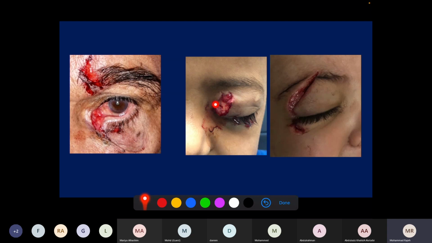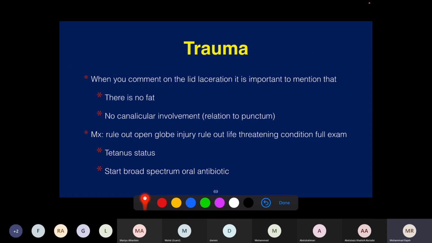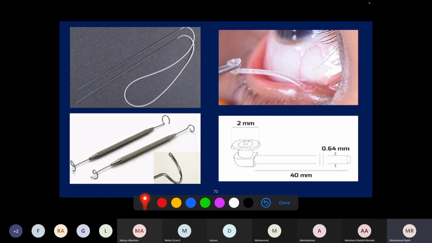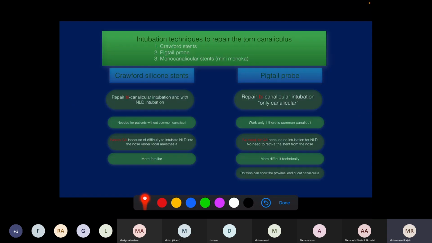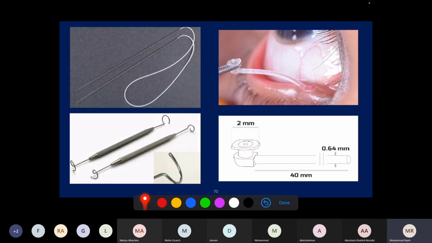So you have the canalicular system as well as the levator aponeurosis. And here also it's a full thickness. You can see even the bone. So don't forget about tetanus and systemic antibiotic. Types of stent, they like to ask about it. So either you have mono or bicanalicular.